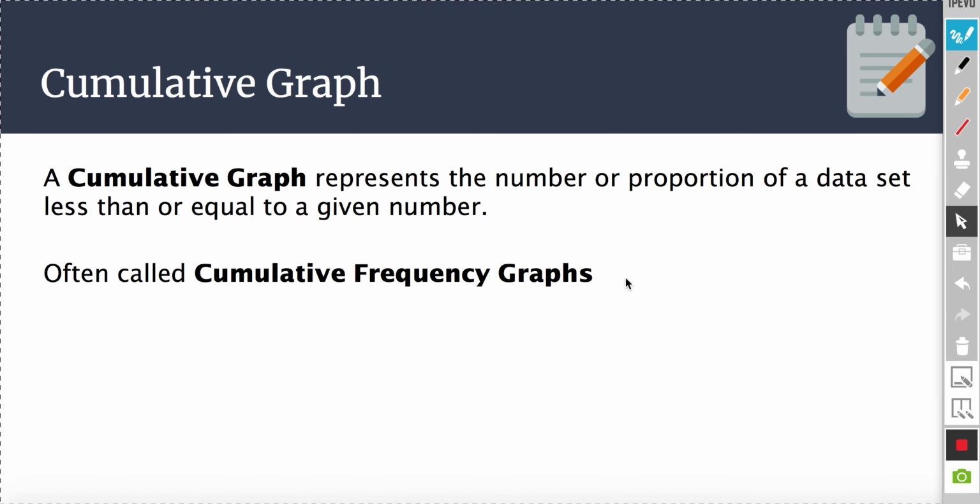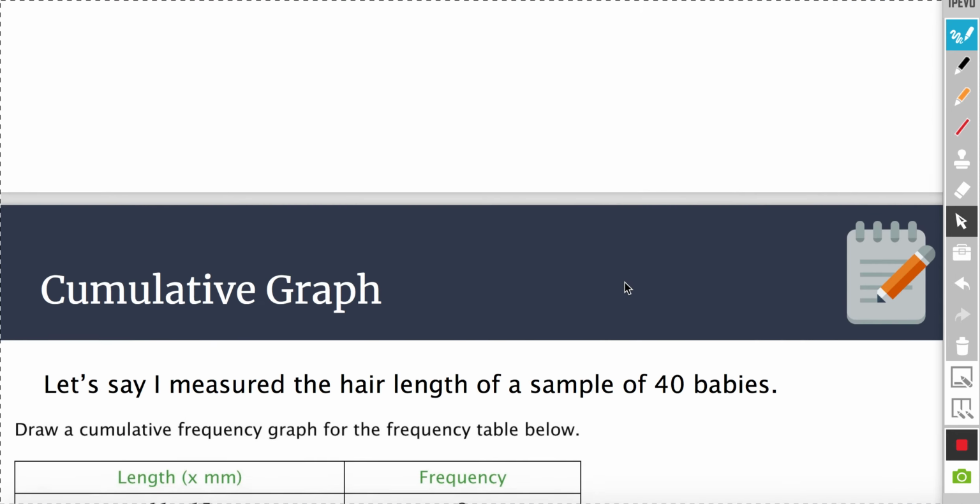Almost there, y'all. The cumulative graph may be a new one for you. It represents the number or proportion of a data set that is less than or equal to a given number. We often call these cumulative frequency graphs. Cumulative means things piling up. So essentially this graph is keeping track of how much stuff is less than or equal to a certain number as we move through the values of our variable.